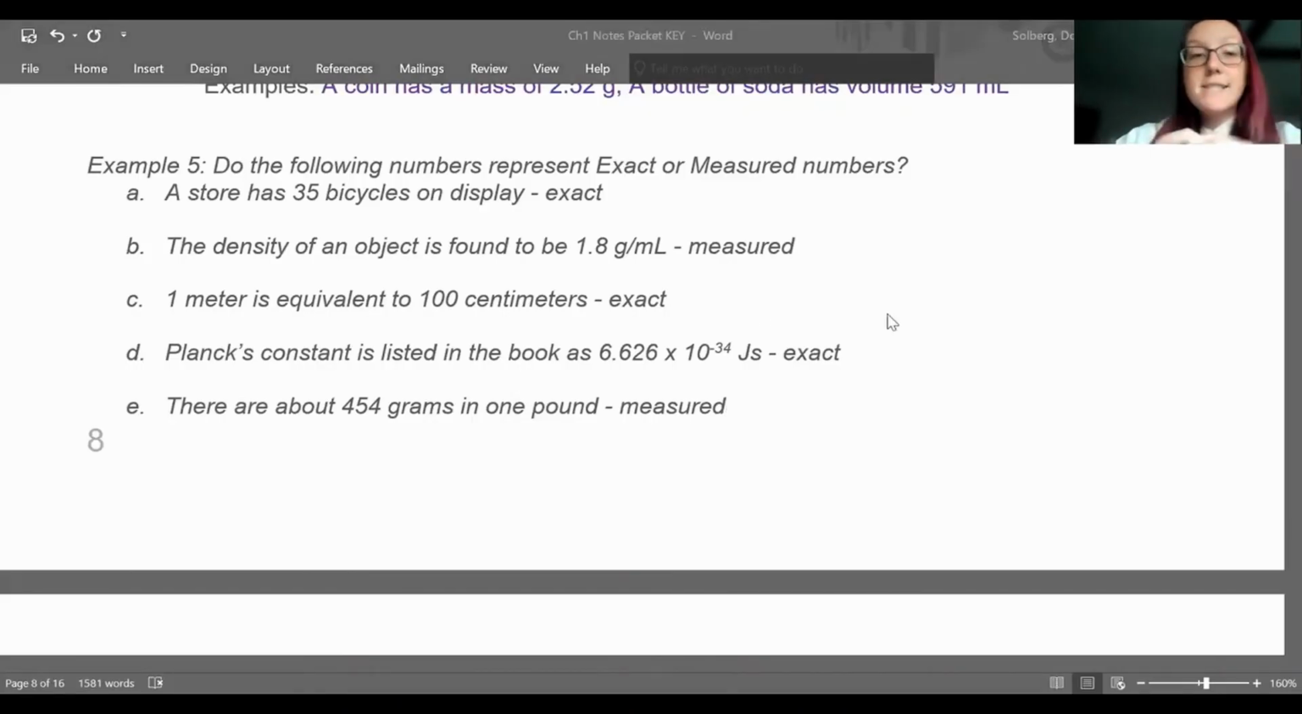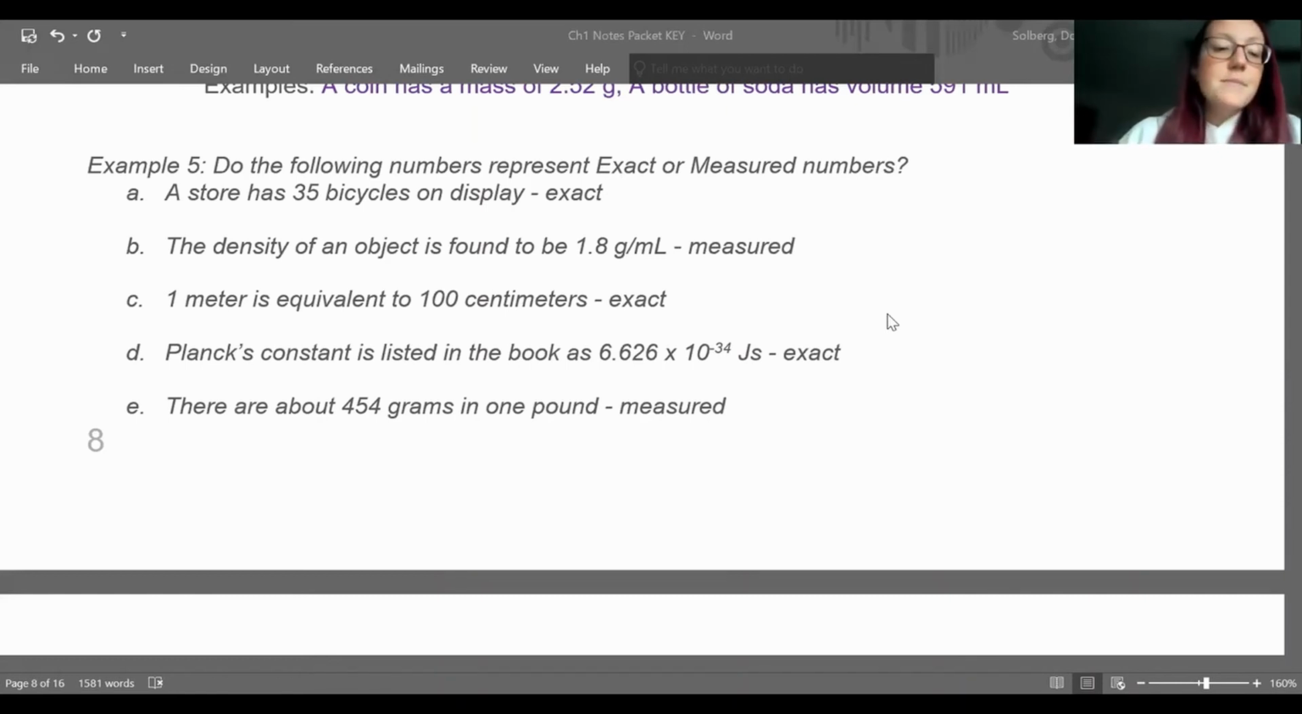Okay, so we need to look at phrasing on these. So for example, a store has 35 bicycles on display. That would be exact. I can count 35 bicycles, right? The density of an object is found to be 1.8 grams per milliliter. I would consider this measured because "found to be" would mean that I measured it in the lab. Okay, so things in the lab are going to be measured, with some degree of uncertainty. 1 meter is equivalent to 100 centimeters. Well, that's a definition. The definition of 100 centimeters is 1 meter. They are the same thing.